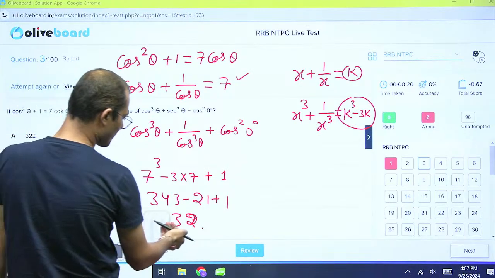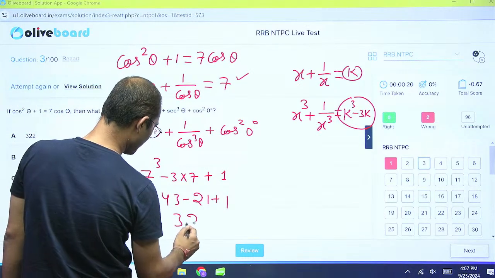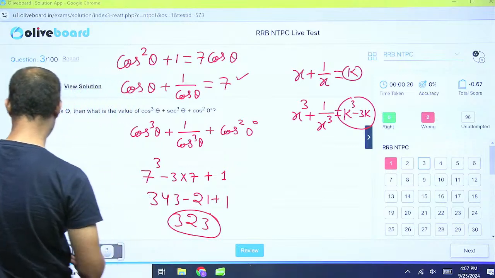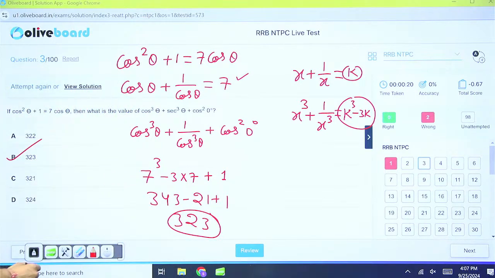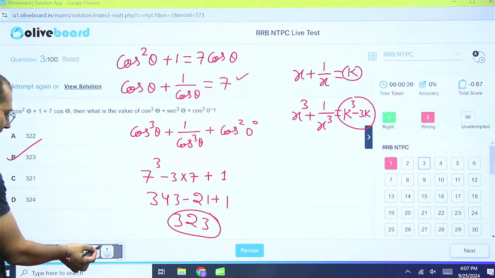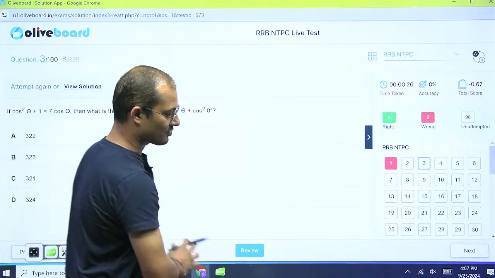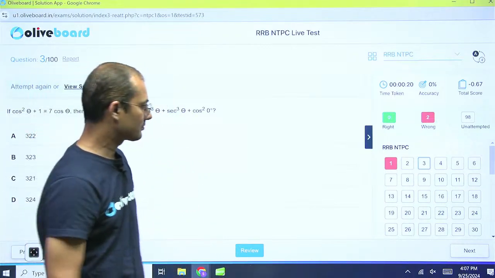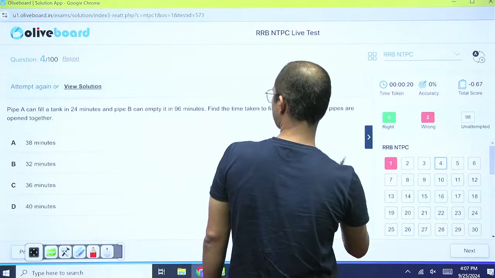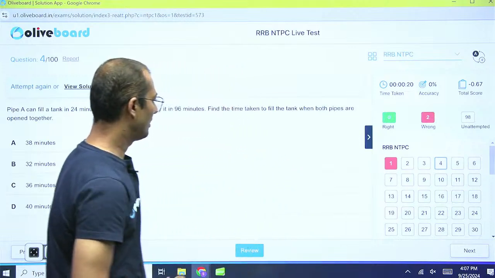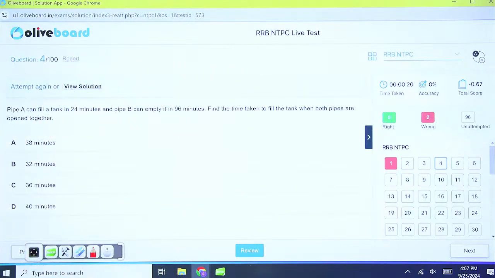Yes, 323 would be the right answer. So option B is the right answer. Moving to the next question. Now tell me, what is the answer of this question? The question is on your screen. Please read it and solve it properly.